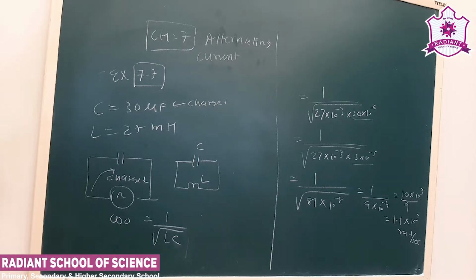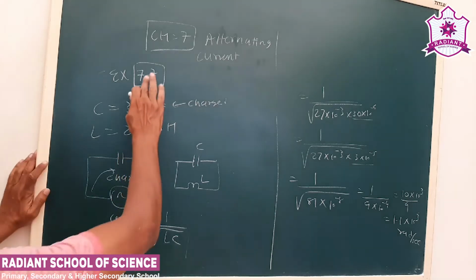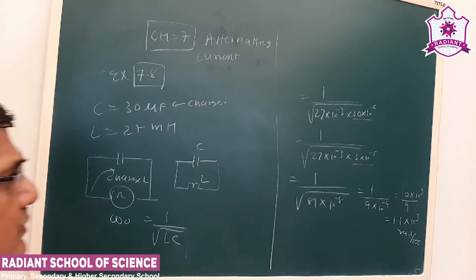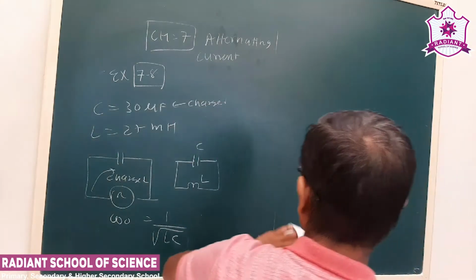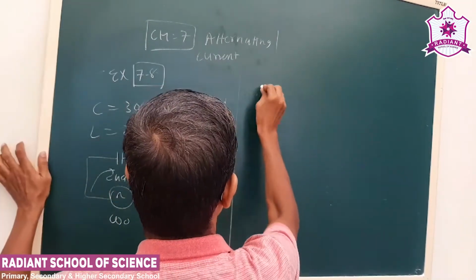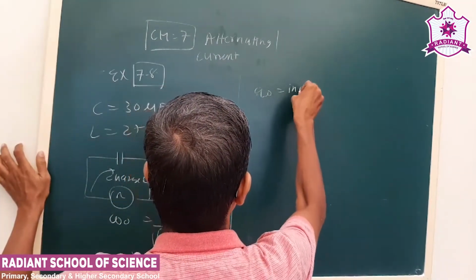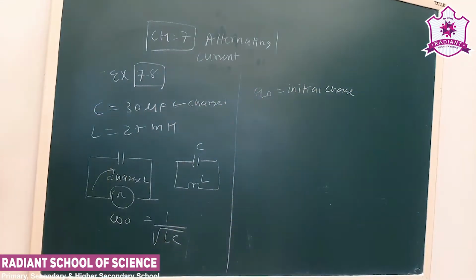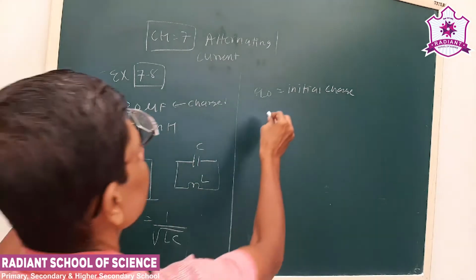Now see our next sum. Exercise sum number 7.8 is related to sum number 7.7 also. The question says, in addition to this, the initial charge is Q0. Q0 is the initial charge given to us, that is 6.6 millicoulomb.